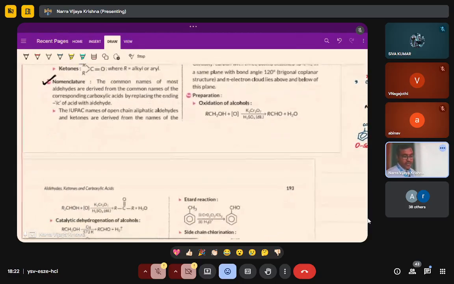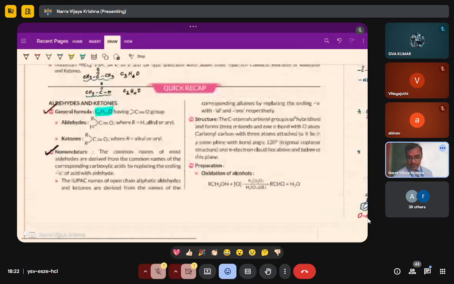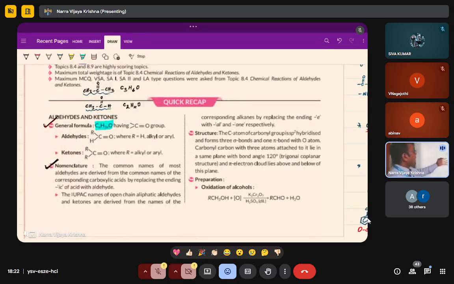Now, what is the next statement? IUPAC names of open chain aliphatic aldehydes and ketones are derived from the names of corresponding alkanes by replacing the last E with AL or ONE. Correct. Done that statement also.